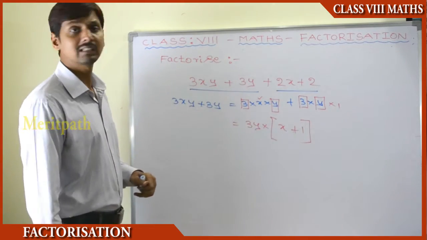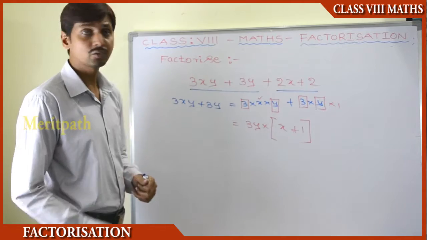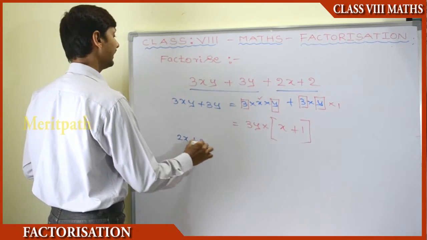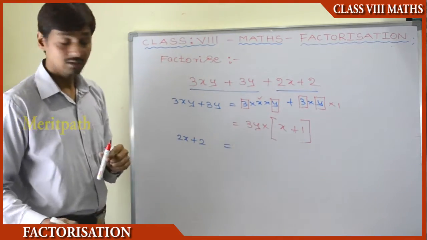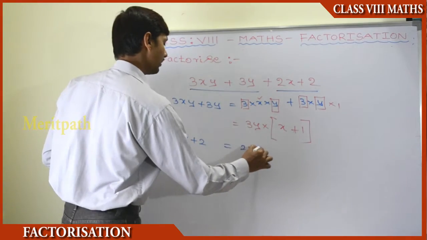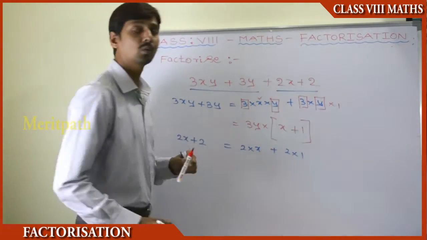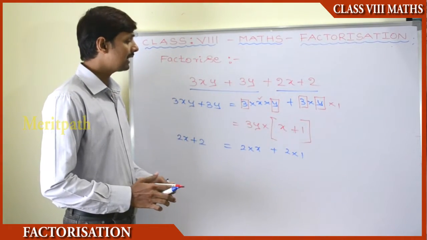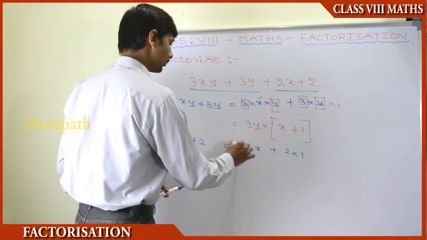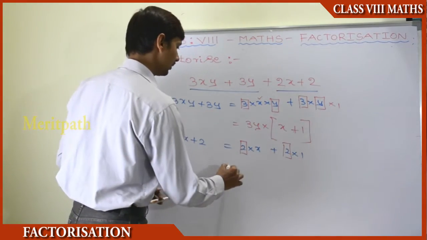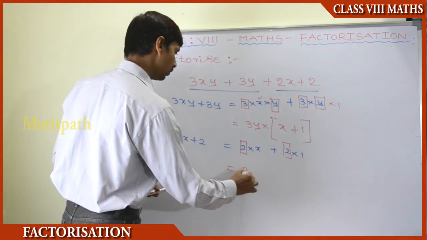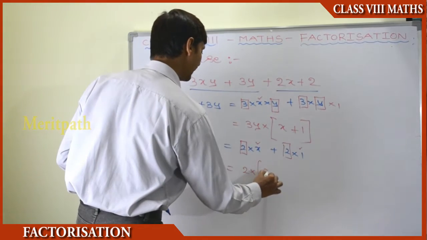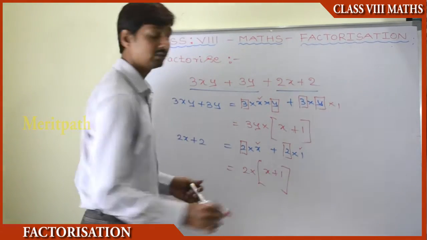Now let's take the last two terms, 2x plus 2, and factorize them. We get 2 into x plus 2 into 1, since 2 can be written as 2 into 1. We can observe that there is a common factor of 2. So let's take 2 in common. Then we get x plus 1 left over after taking 2 common.